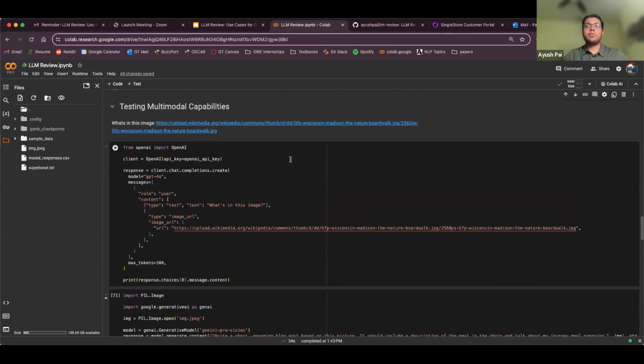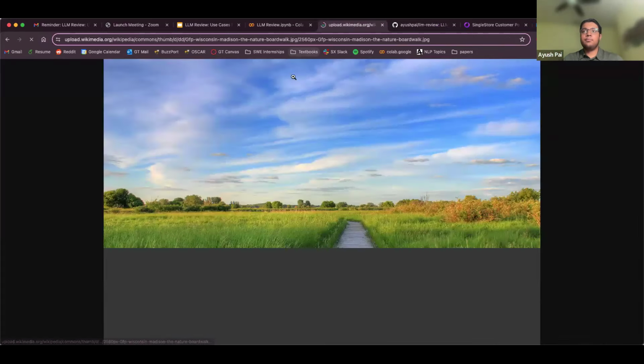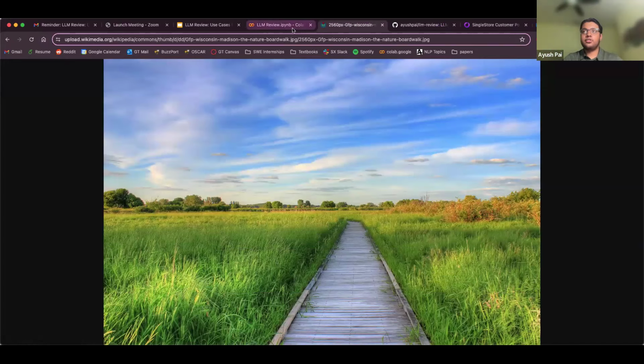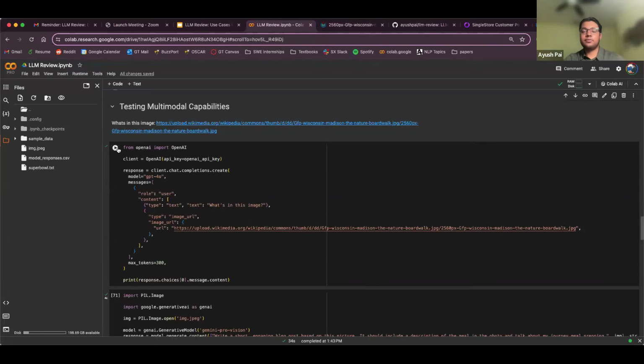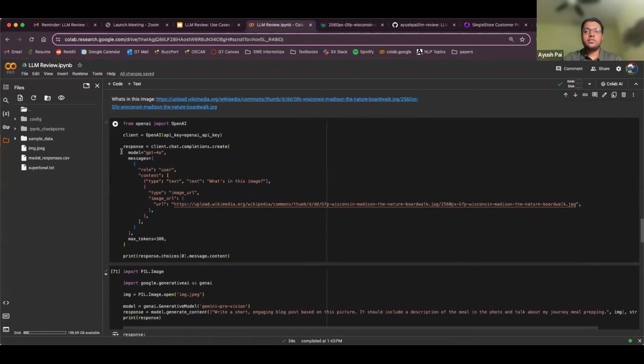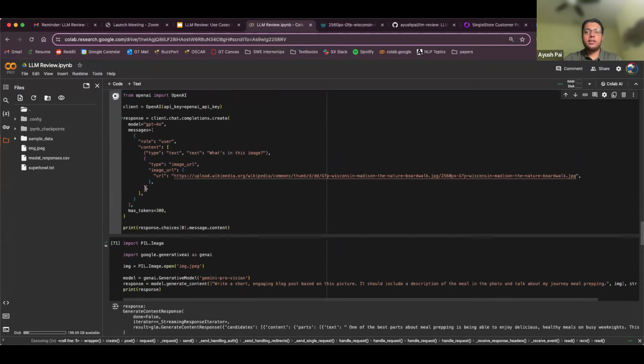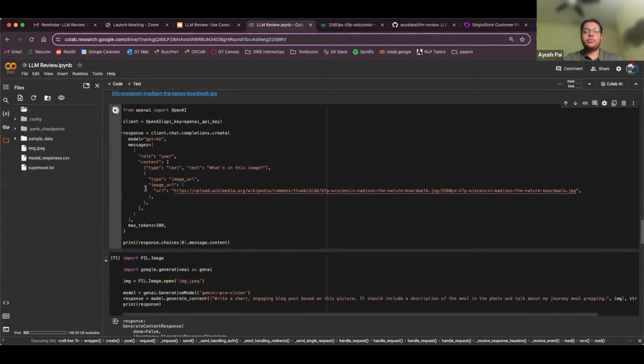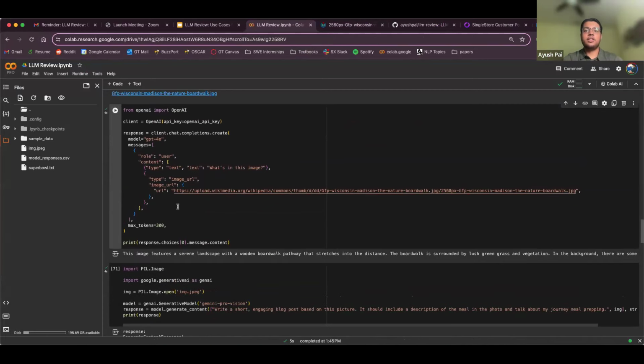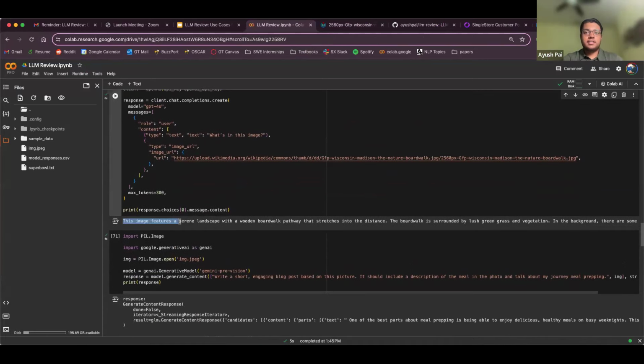Here we're just testing multimodal capabilities. We have this image right here, just a generic image of a scene. What we're going to do is test out the differences between Gemini and OpenAI in their responses. OpenAI says this image is a scenic landscape with a wooden boardwalk, and so on. Cool, that seems right.